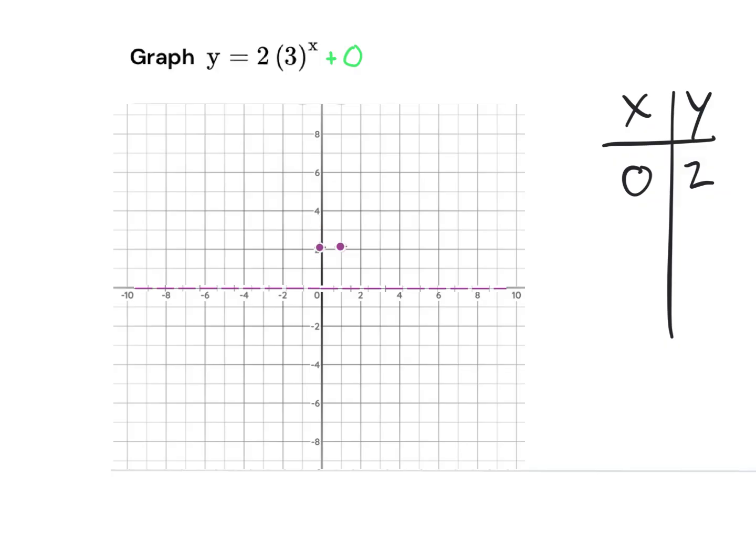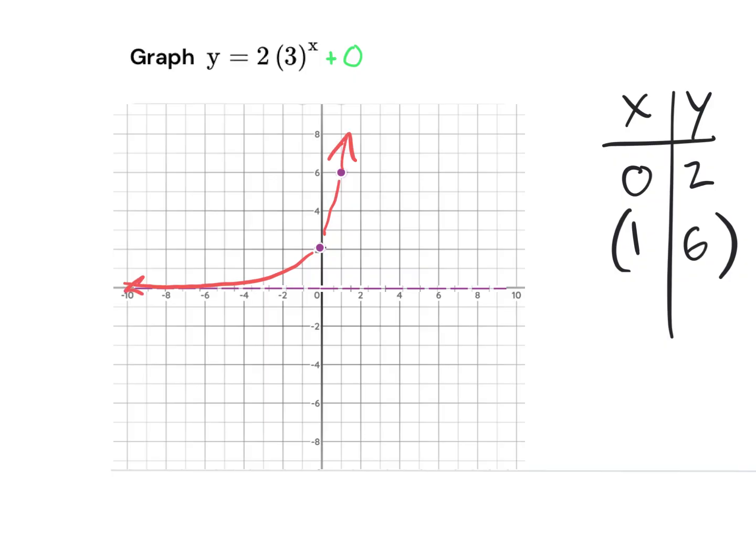Now let's plug in a 1. You could technically plug in any numbers you want. Plugging in a 1, 3 to the 1 is 3. 3 times 2 is 6. So when you plug in a 1, you get out a 6. So you're going to take that second point and you're going to go to 1, 6. 1, 2, 3, 4, 5, 6 right there. And with those two dots and with the asymptote, you're already going to get your perfect graph that looks like that, which is an exponential growth function.